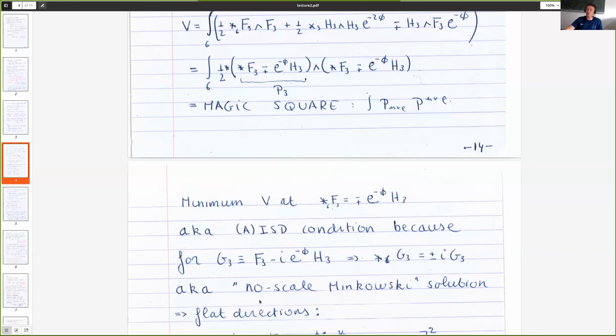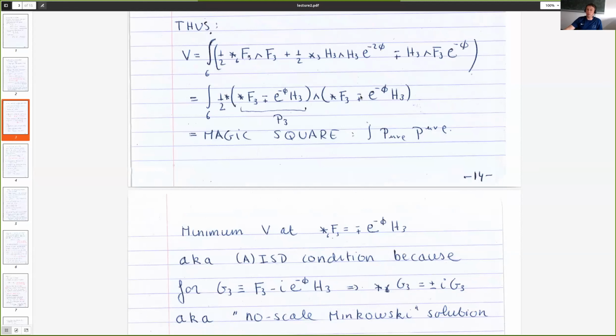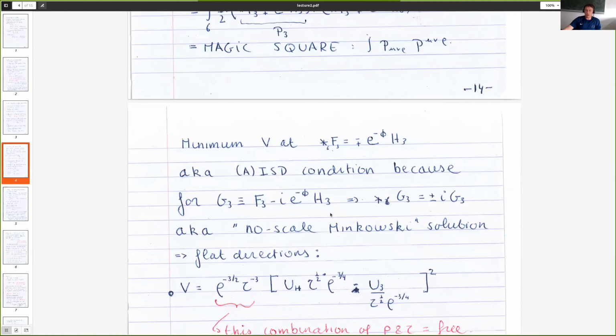Where does this name no scale come from? It has many origins, but it really refers to the fact that, okay, great, you have shown that the potential is like a square, and the minimum is Minkowski, but in fact, you have not lifted all the directions, all the moduli. There are directions in this potential which are completely flat. Okay, so you have a minimum of a potential, but you should think of the potential like a gutter. It's something that still has flat directions, which we call also a moduli space. How can you quickly see that?